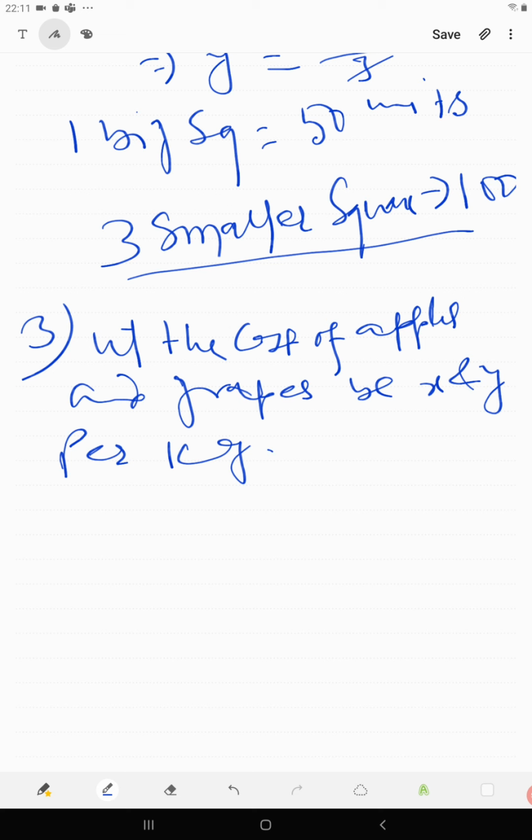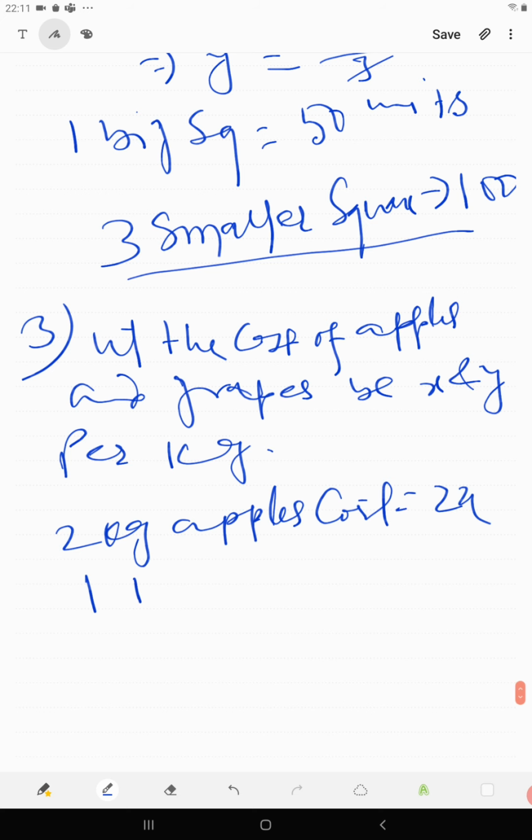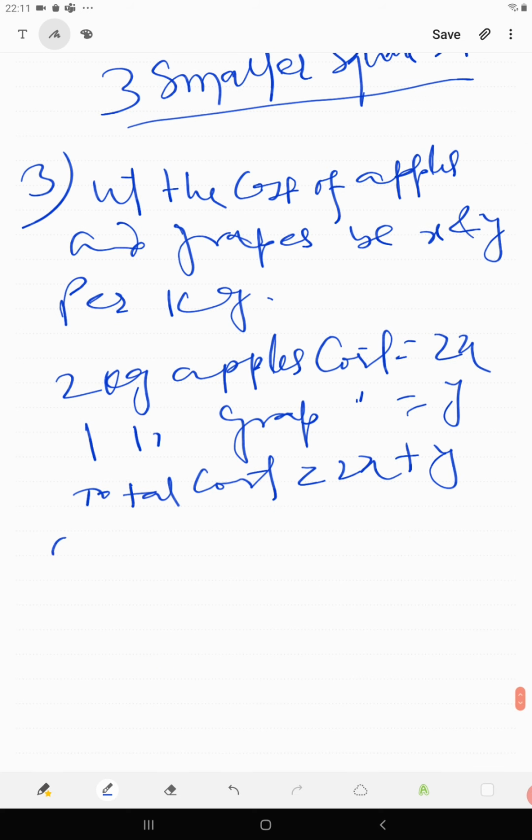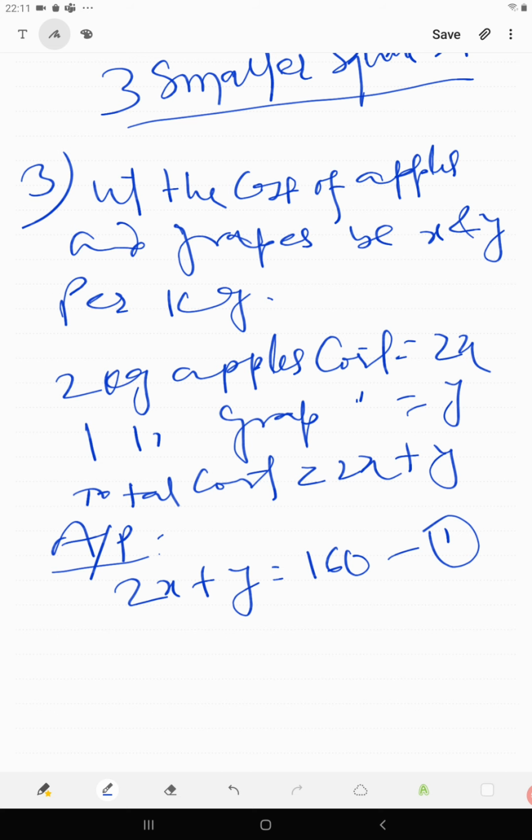Then what will be the cost of 2 kg apples? So the 2 kg apple cost will be equal to 2x. And 1 kg grape cost will be equal to y. Correct. So what will be the total cost? So total cost will be 2x plus y. Correct. And according to the problem, that is nothing but 160. 2x plus y equals 160. This is our equation 1.